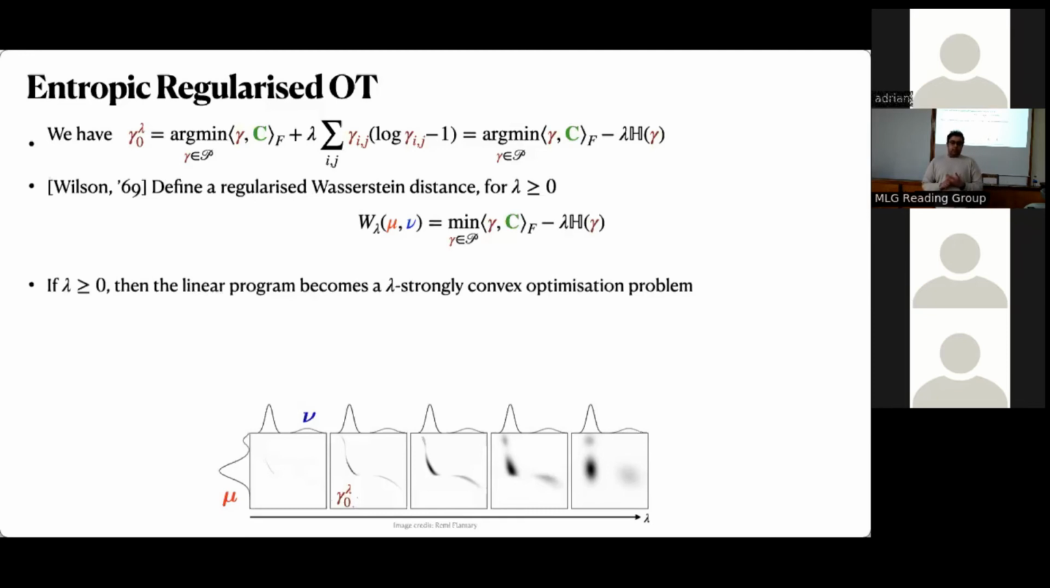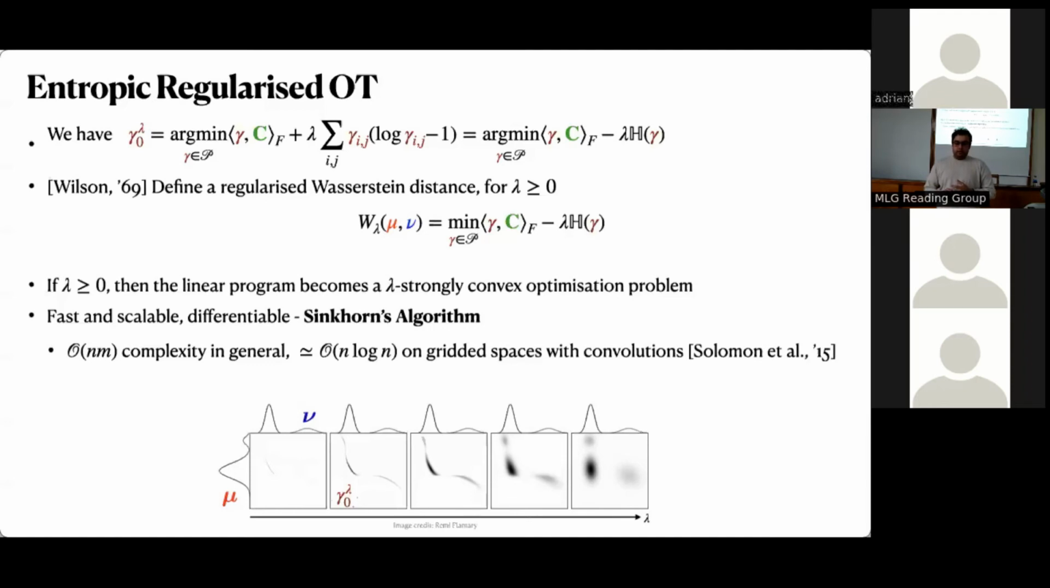What happens is that if lambda is greater than 0, because entropy is a strongly concave function, this new optimization term becomes a lambda strongly convex optimization problem. And there's a lot of work showing that this is true in general for any definition of a Wasserstein p distance. If you subtract the entropy from the optimal transport task, then it ends up being a strongly convex optimization problem, which means that there are fast and scalable differentiable methods to calculate the optimal solution for this regularized problem, which ends up being quadratic complexity in general.